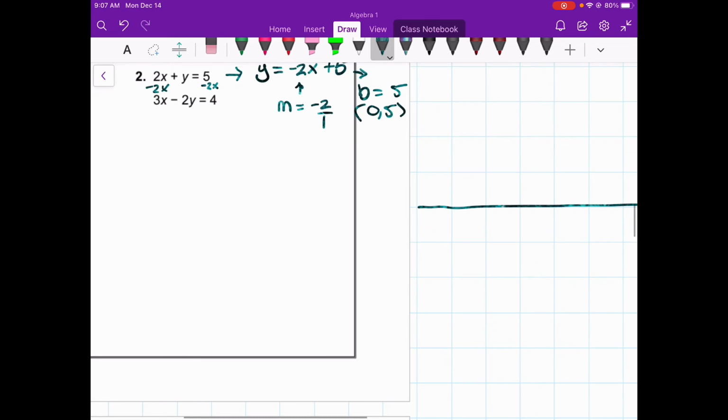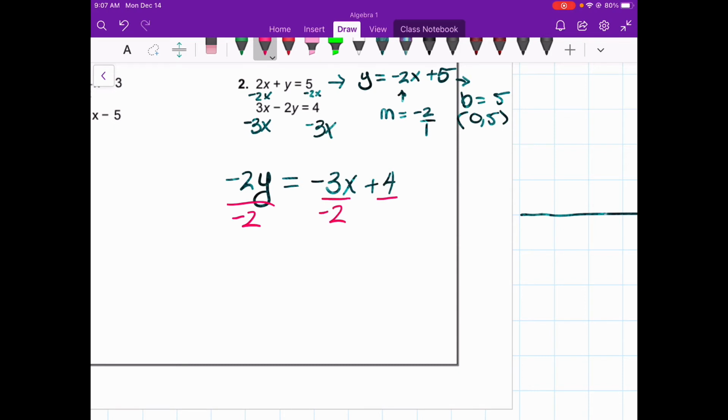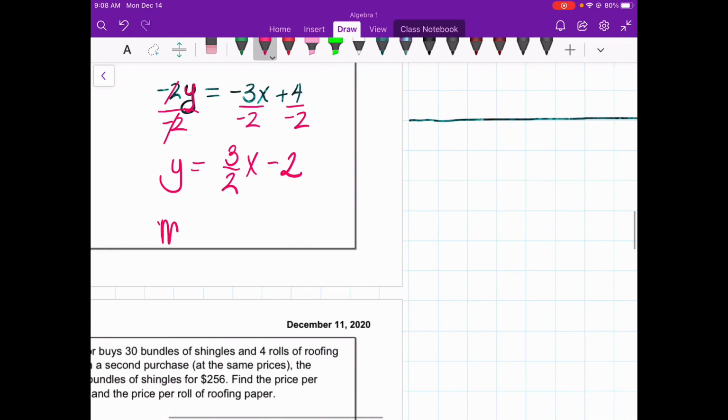And now our second equation, in order to get y alone, we subtract 3x from both sides. We get -2y equals, always write that x term first, so -3x plus 4. Divide all terms by -2 in order to get the y alone. And we get y is equal to, careful here, -3 over -2 is +3/2 x, and then 4 divided by -2 is -2. My slope is 3/2. My b value, or y-intercept, is -2.